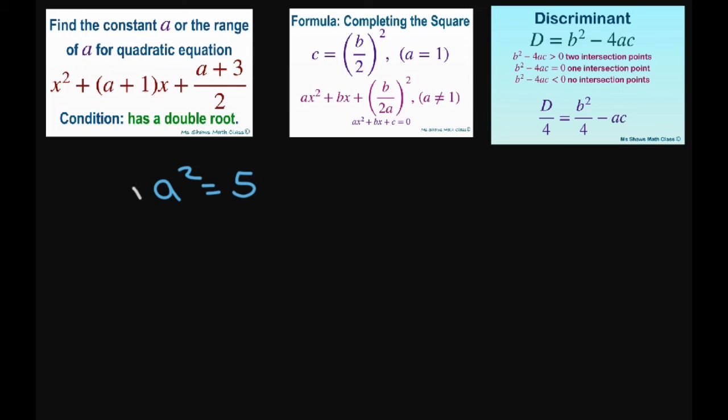And therefore, when you square root both sides, you're going to get a equals plus or minus the square root of 5. And that is, you have two values for a.